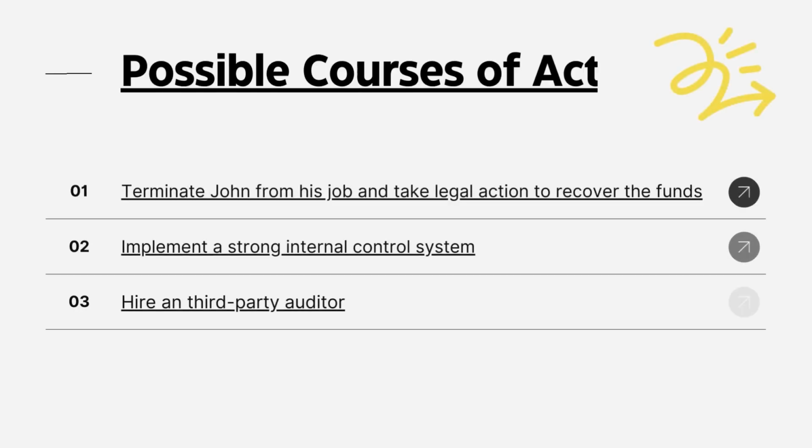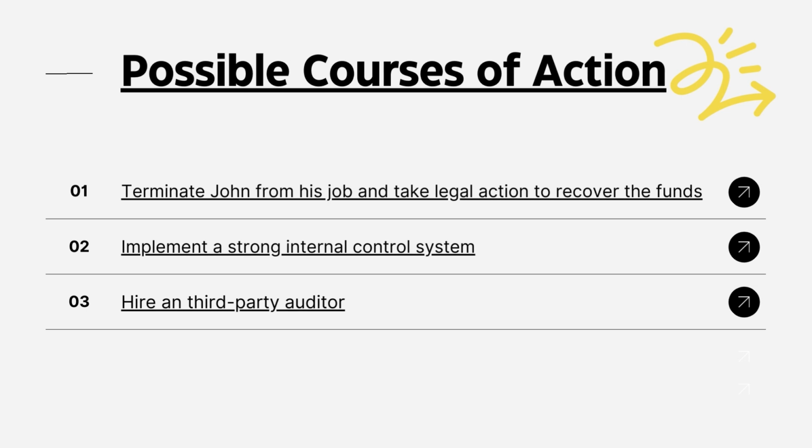So after discussing the problem, what are the possible courses of action? The first possible course of action is to terminate John from his job and take legal action to recover the funds. This option involves terminating John and his secretary from the company and pressing charges for their fraudulent activities. This would send a clear message that such activities are not tolerated and would prevent future fraudulent activities by other employees. However, this may result in the loss of experienced personnel and may harm the company's reputation.